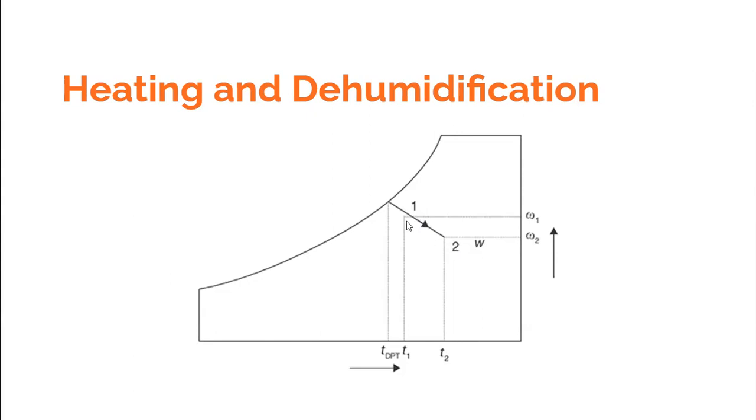So the temperature increases from T1 to T2, specific humidity drops down from omega 1 to omega 2, and you can now guess that it is dehumidification plus heating. So it is heating and dehumidification. So it would be employed in a climate which is cold, but it is also humid. Okay, so heating and dehumidification is a psychrometric process which involves heating as well as decrease in the specific humidity.